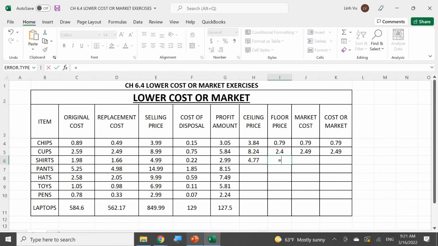Good. How do I solve for my floor? It's $4.77 minus $2.99. Yes, right? You take your ceiling minus the amount of profit. Is it $1.22? It's $1.78. I tried doing it in my head, I was wrong. No worries.